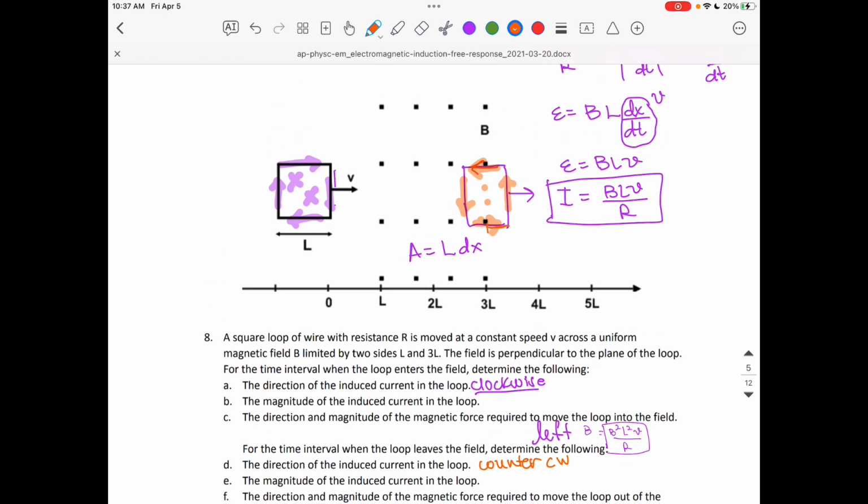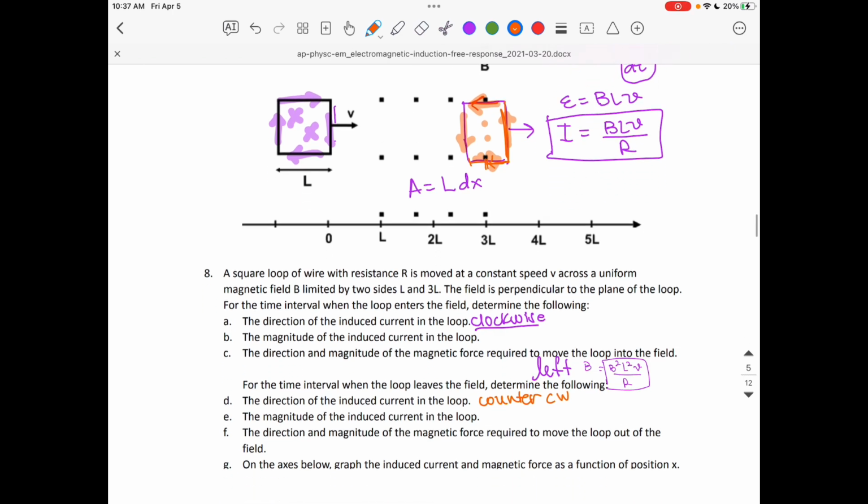The magnitude of the induced current in the loop, well, we still have the same change in length, right? This length is going to decrease now as it comes out of the page. So it's still going to be the same magnetic field, the same length, which is this length right here, and then the same change in x. So we end up having the same current. It's going to be BLv over R. That's supposed to be a v. It's just going to go in the opposite direction.